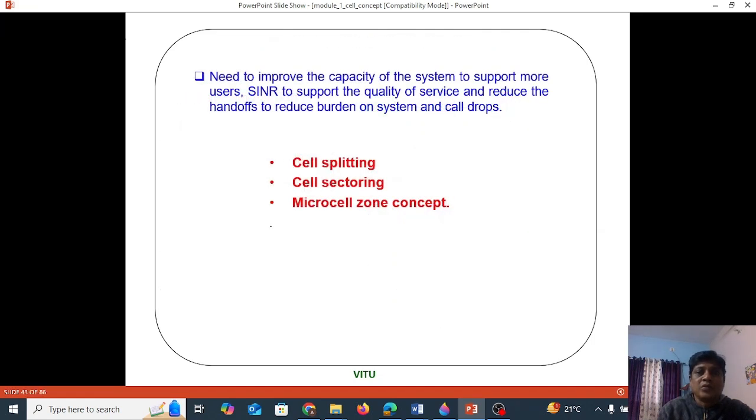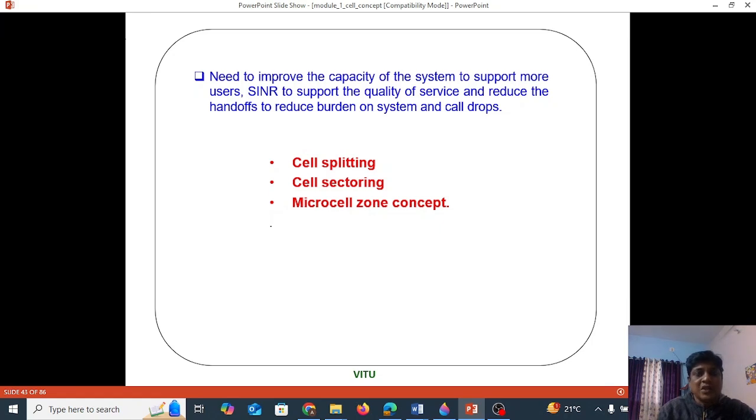So now we'll take cell splitting, cell sectoring, and microcell joining concept. We'll learn the techniques one by one, their drawbacks, and how to overcome them. I'll discuss one by one.